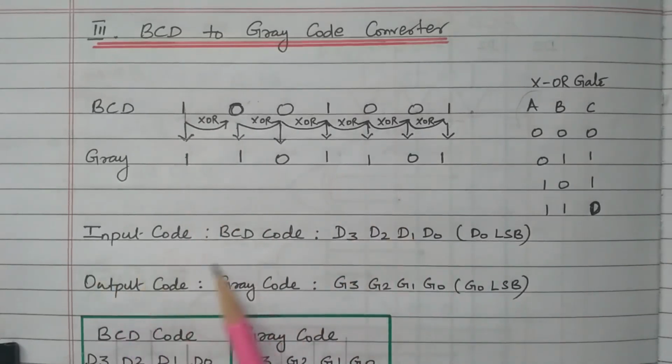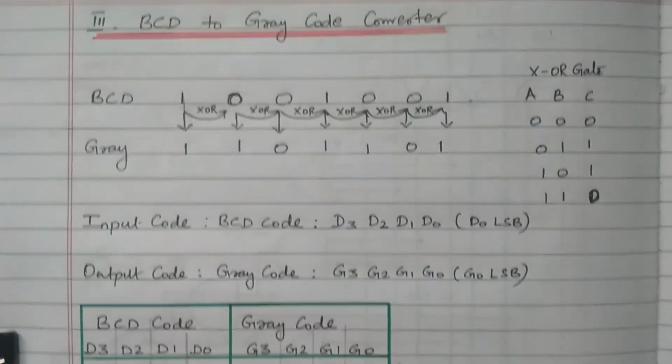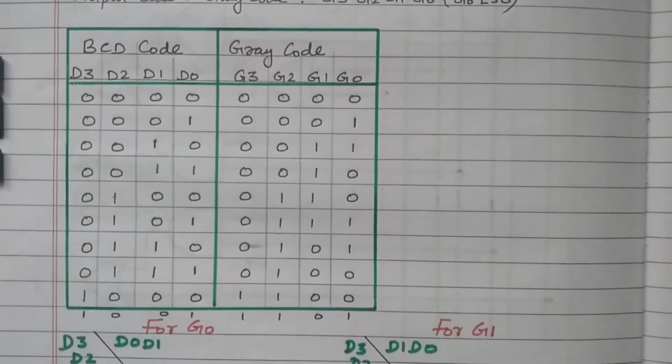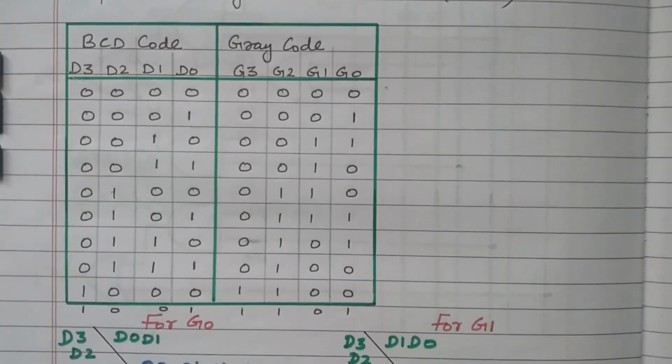So the input code is the BCD code. Let us consider D0, D1, D2, D3. D0 is the LSB, D3 is the MSB. The output code is the Gray code, G0, G1, G2, G3. G0 is the LSB and G3 is the MSB. Now we'll form the truth table. From the truth table we can get the Boolean expression, and by using the Boolean expression we can implement it with logic gates.